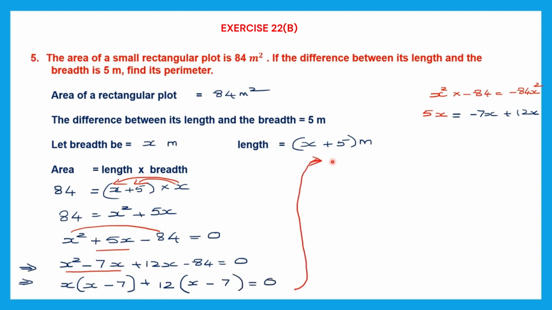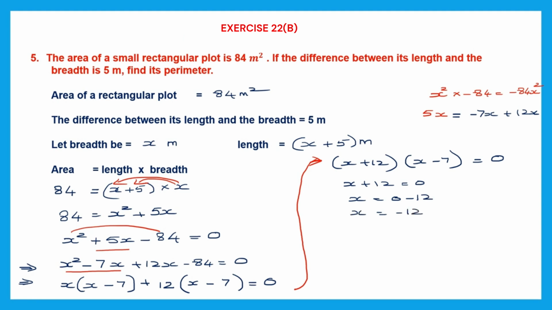Now I will continue this side. Now here I'm going to take out my factors x plus 12 and x minus 7. So I can write it here, x plus 12 and x minus 7 are the two factors and they're equal to 0. So now let's find the value of x just by taking the first factor. So x plus 12 is equal to 0. That means x is equal to 0 minus 12. That is x is equal to minus 12.